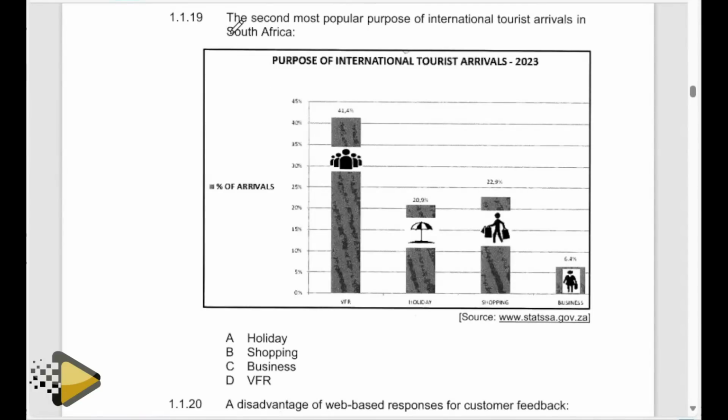So going back to the question, it reads, the second most popular purpose of international tourist arrivals in South Africa. So our answer will be shopping, which stands at 22.9%. So shopping is in the letter B. So we have to circle the letter B.